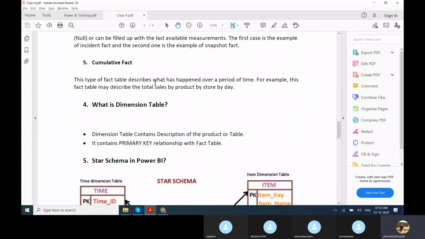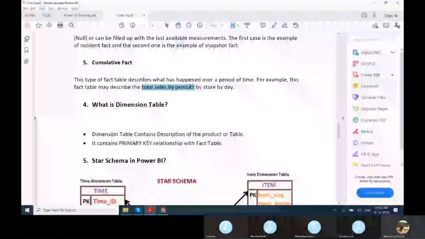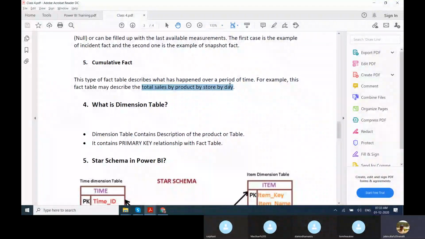Correct. So for example, in your fact table you have detailed information. See here, total sales by product. If you have only total sales by product, then it is a normal fact table. Here what is there? Total sales by product, by store, by day, by month, by year, or something. If you have detailed, cumulative information, then it is called a cumulative fact. Cumulative is nothing but detailed only, right? Okay. So that is what we do.